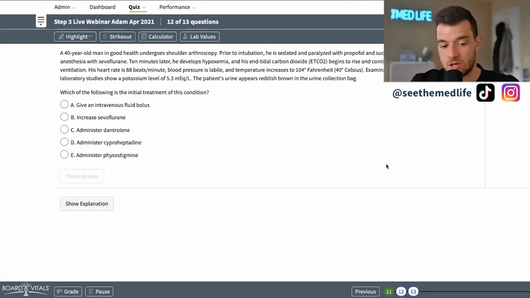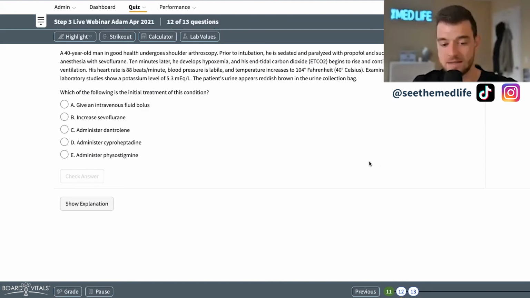A 40-year-old man in good health undergoes shoulder arthroscopy. Prior to intubation, he is sedated and paralyzed with propofol and succinylcholine, followed by general anesthesia with sevoflurane. So right now you're probably getting nervous because you're not an anesthesiologist and you might not know these. And if you're not in the ER, you probably don't know any of those drugs. Those are really the only two places that intubate, occasionally critical care. So don't get too worried. You'll see what's going on. Just give the stem some time here.